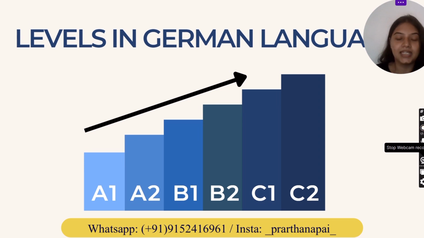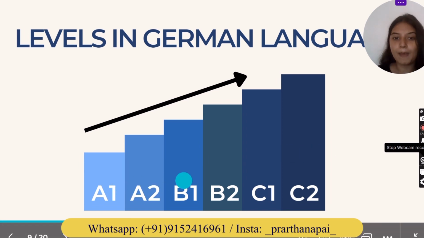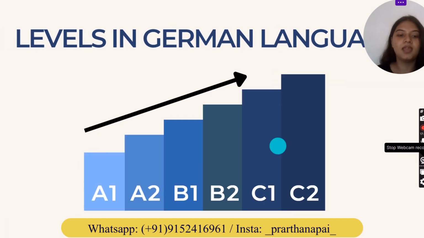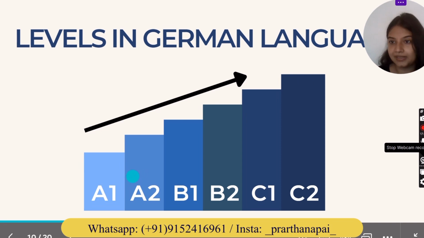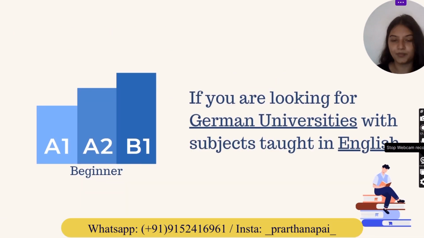So, now that we have decided to learn German, these are the levels in German language. You have 6 levels in German language: A1, A2, B1, B2, C1 and C2. Okay? Your A1, A2 are your beginner levels, B1, B2 are intermediate, C1 and C2 are your advanced levels. Okay? Now, I'm giving you a couple of information. I think that would be very helpful to you or your friends. So if you want, keep a note of it.